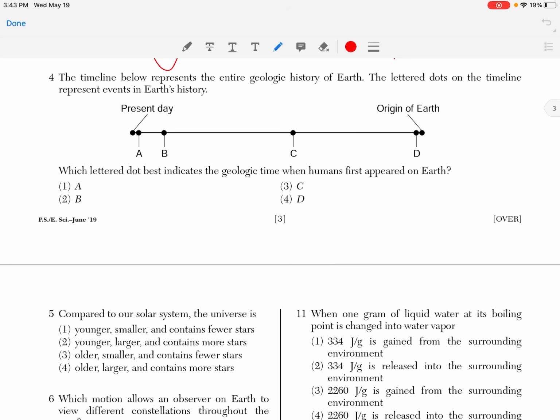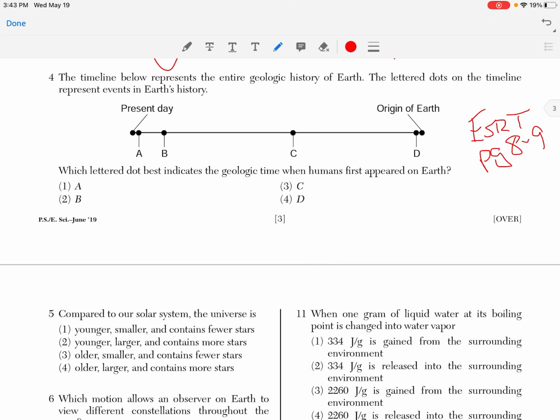And so this question is a good ESRT page 8 and 9 question where you can reference this and find this information on page 8 and 9 of your reference table. But this is also one of those that's just kind of common sense. Humans are pretty recent in time.